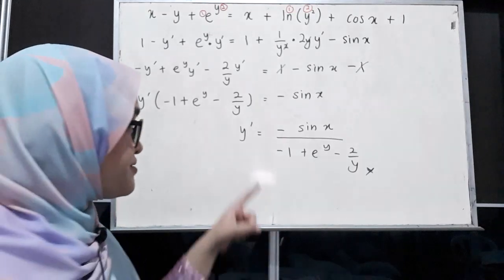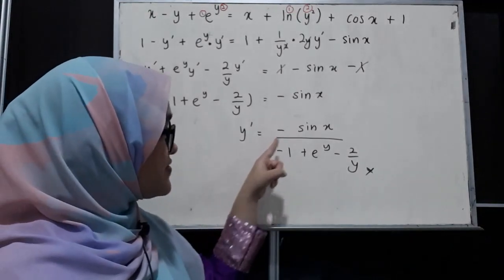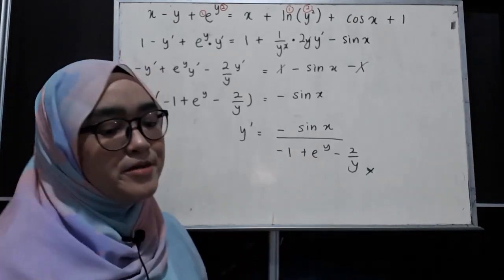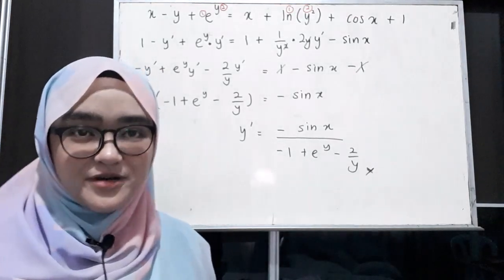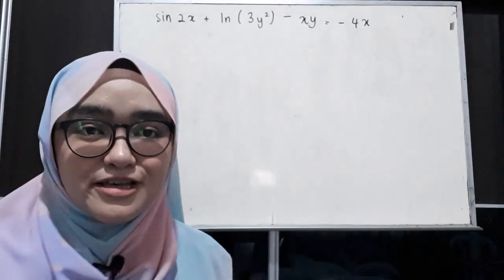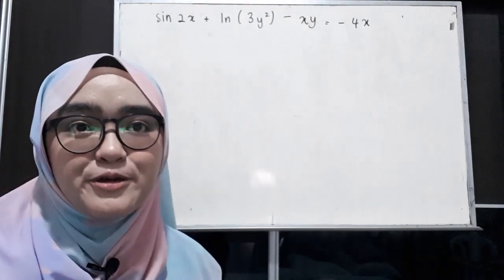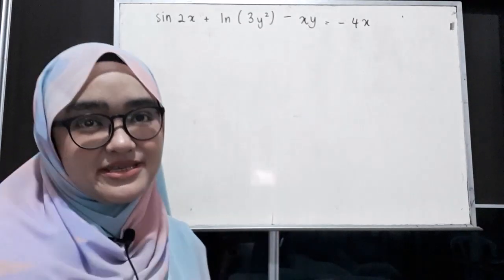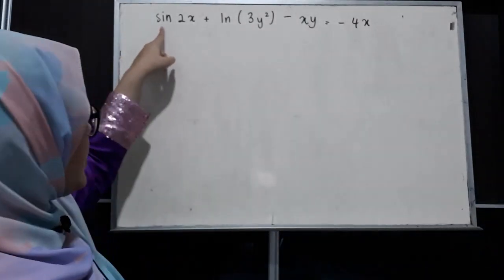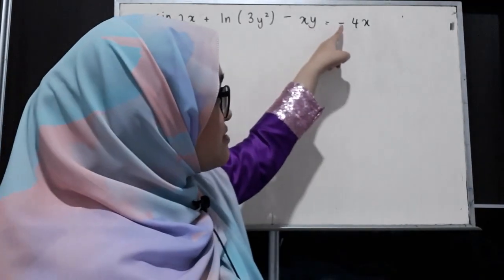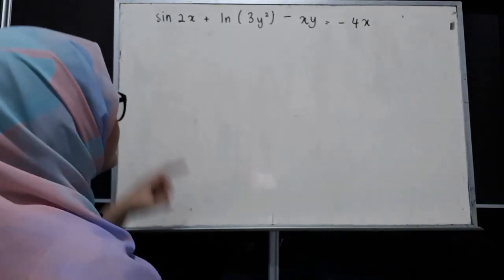So, we get y prime equal negative sin x over negative 1 plus e to the power y minus 2 over y. Next example, we want to find dy over dx from this equation by using implicit differentiation. So, sin 2x plus ln 3y squared minus xy equal negative 4x.